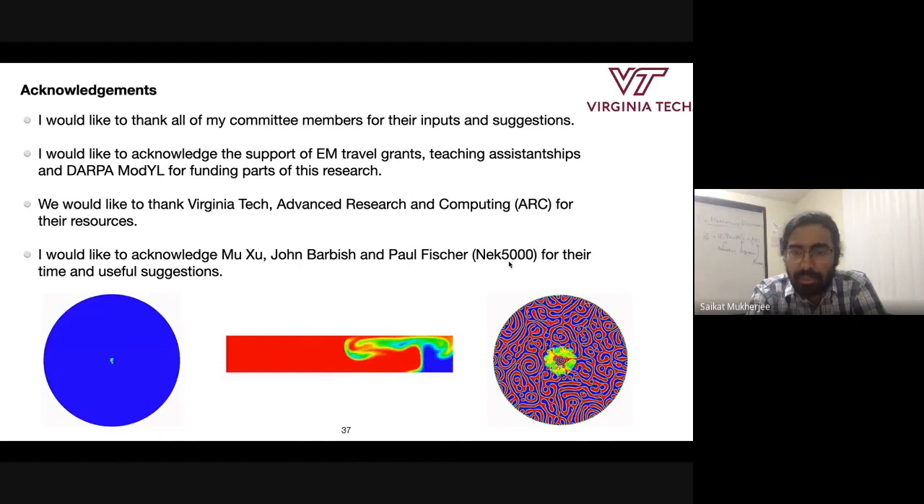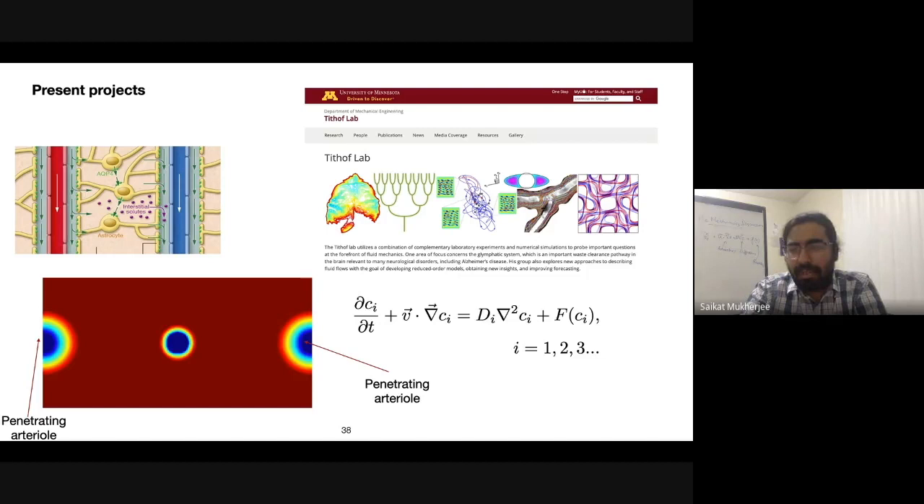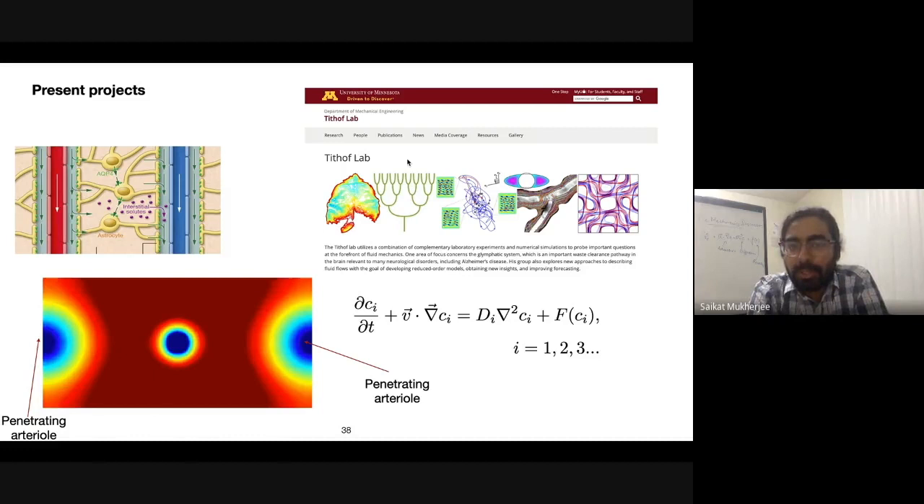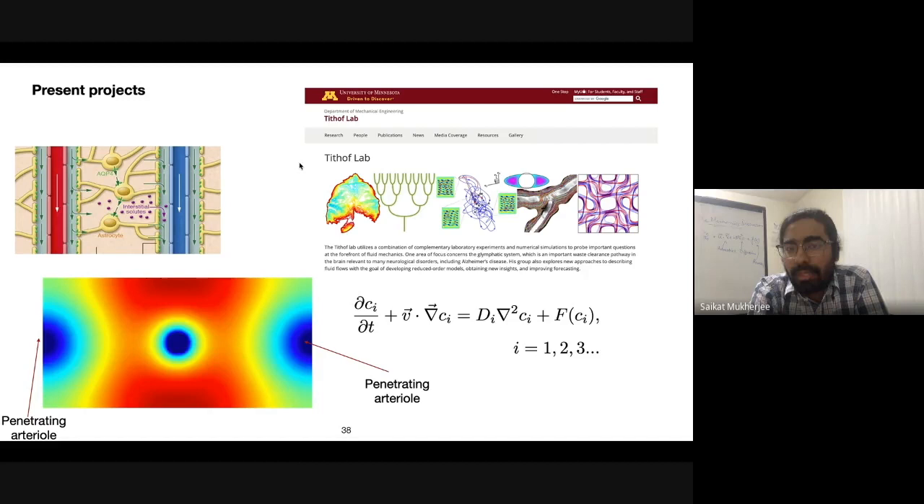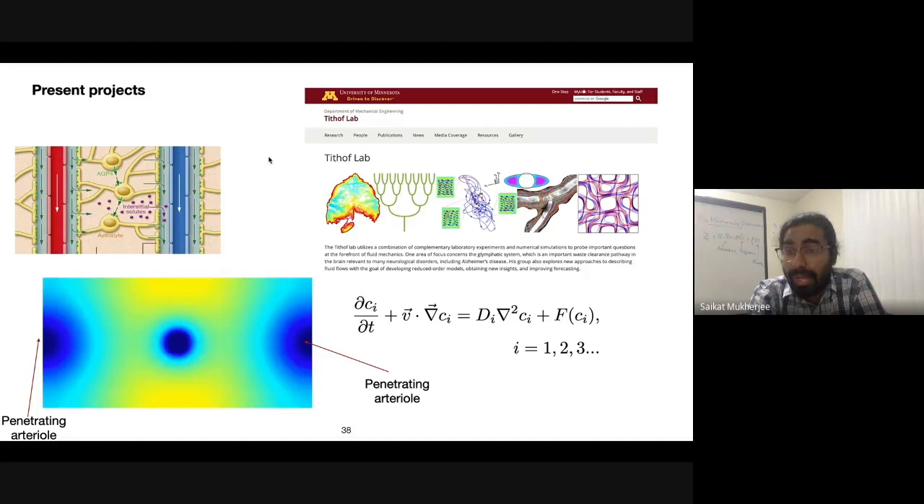To end, I will just share a brief couple of slides on the research that I'm doing right now. So right now I'm a postdoc at the University of Minnesota in the Jeff Tithof lab. Jeff Tithof is an experimentalist, and he does experiments in the mouse brain. So what we are trying to quantify is transport in the brain, essentially.